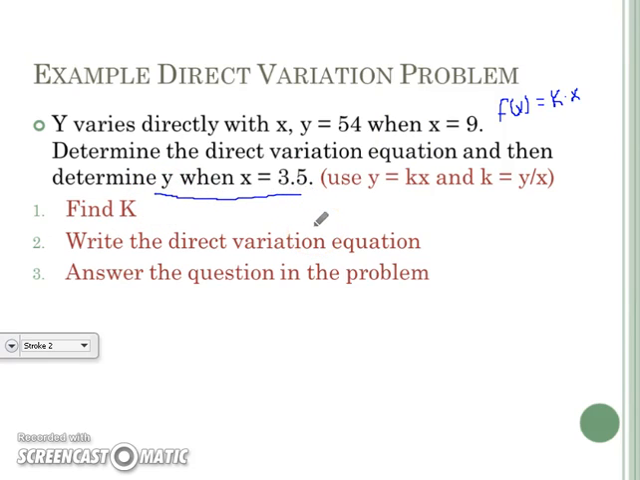These problems are kind of two-step problems. You first have to find k, and then set up your new equation and answer the second part of the question.